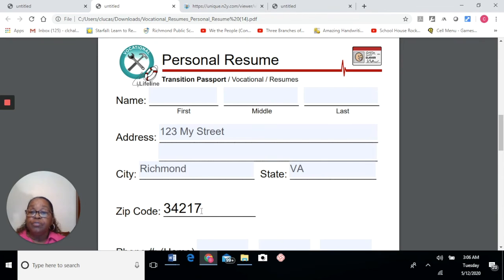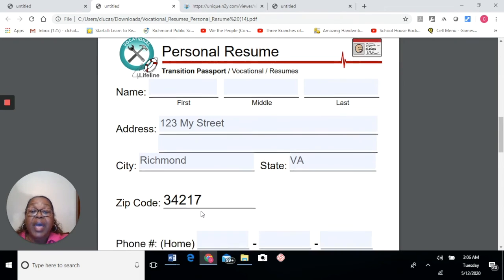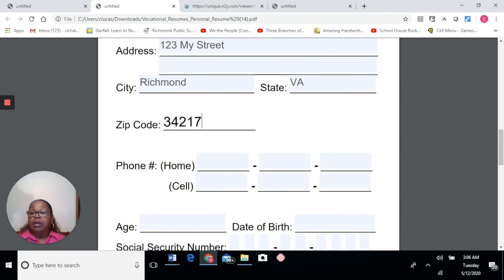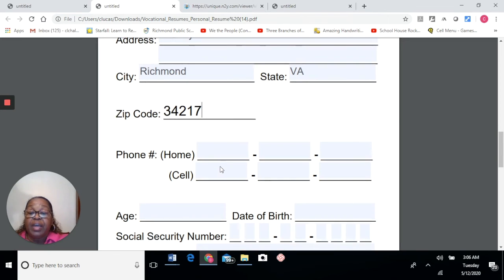All of those things are very important in order to fill out a resume. These are things that you need to have when you're looking for a job. You're also going to need your home phone number and a cell number. Now, your home phone number is usually your landline, and you don't have to have a landline, but you do have to have a number that is active and can be reached in case you get the job. So remember your cell number or your landline or both and have that ready.